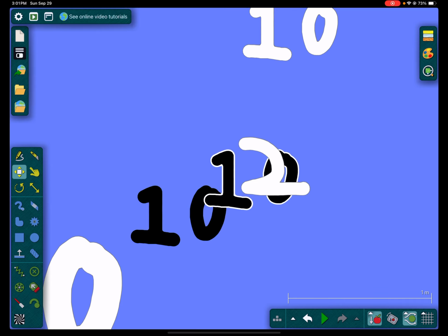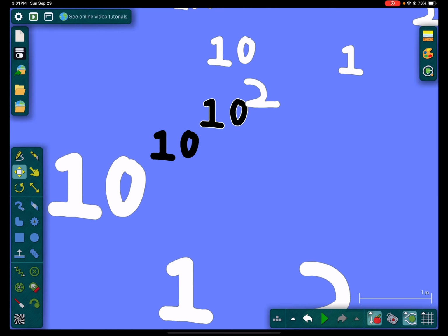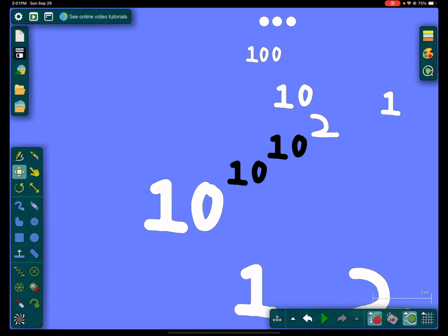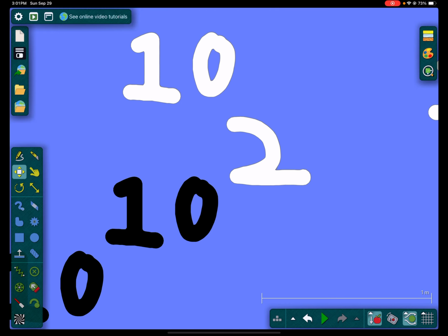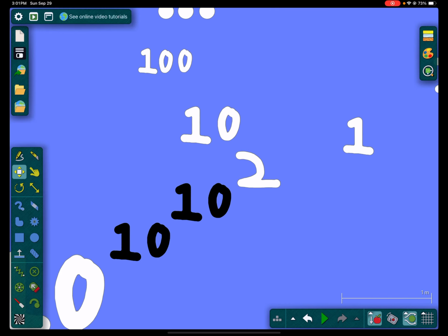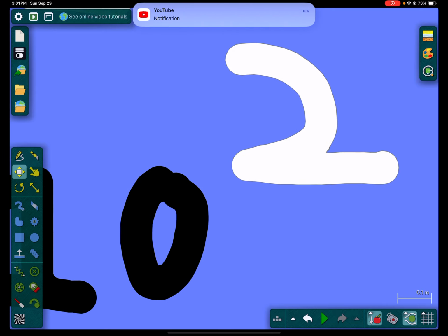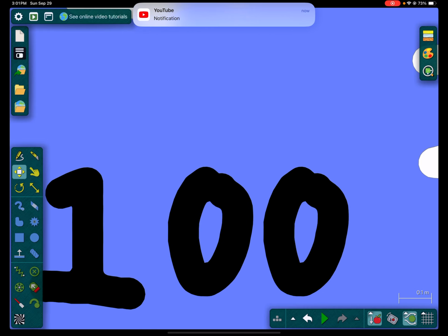Now what would this be? 10 to the power of 10 to the power of 10 to the power of 2. Would it be Googleplex? Nope. Wait, yes, it would be. Now, remember I talked about 10 to the power of 2 being 100? Yeah. So 10 to the power of 10 to the power of 100 is a Googleplex.